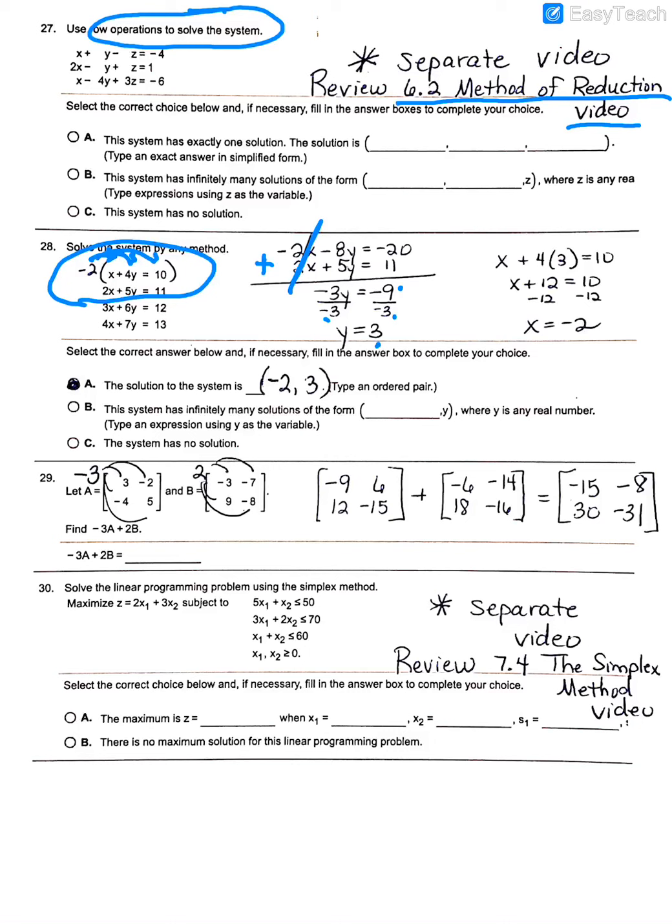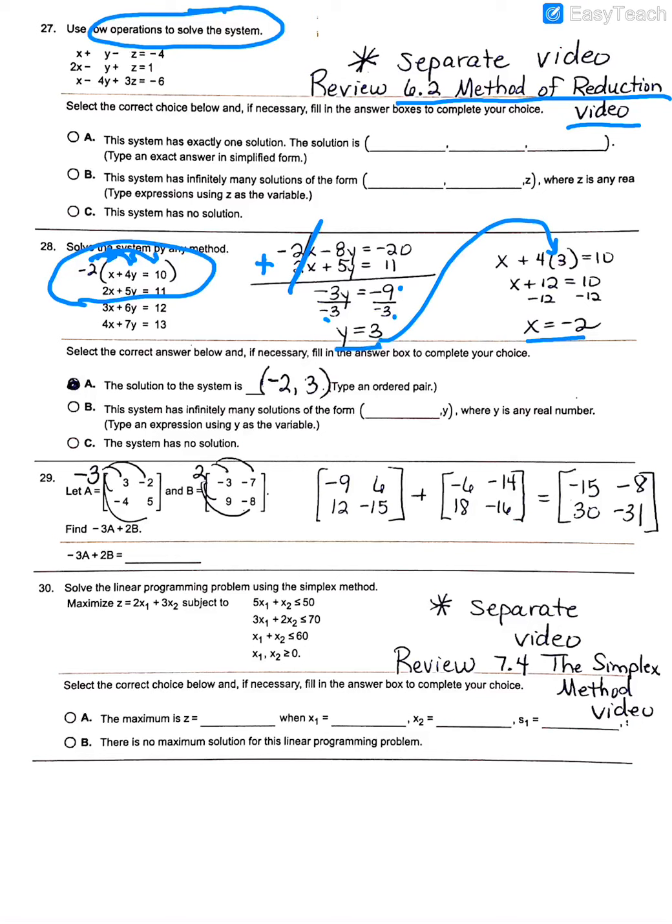And then it doesn't matter which equation you plug it back into. I just went back to the first one, plugged in my y of 3, so x plus 12 was equal to 10. When I subtract 12 on both sides, then I'm left with x is equal to -2. So that's that solution. On 29, you're doing some scalar products and then adding matrices.